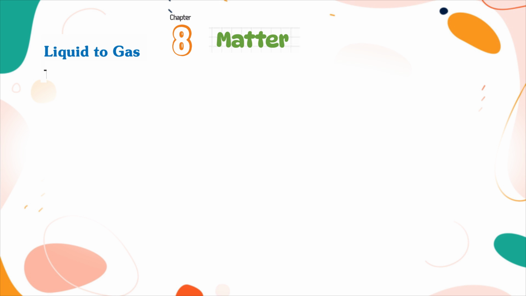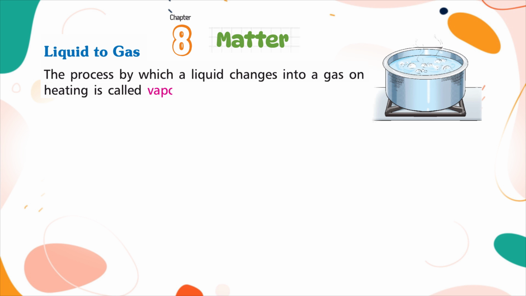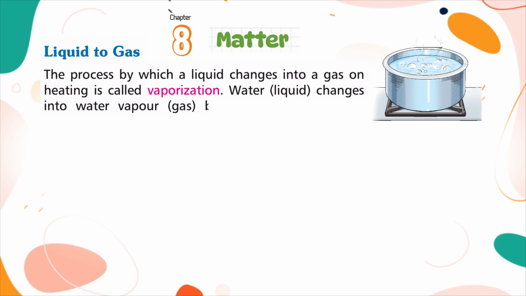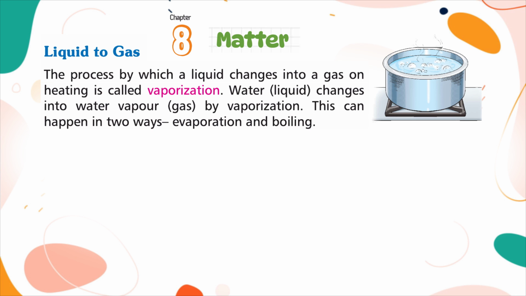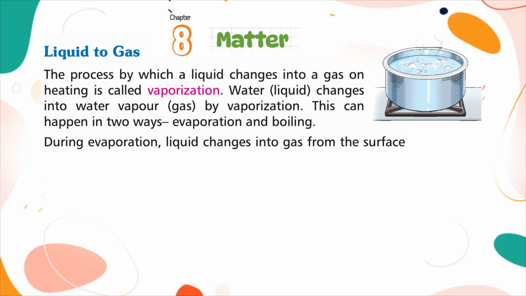Liquid to gas. The process by which a liquid changes into a gas on heating is called vaporization. Water, liquid, changes into water vapor, gas, by vaporization. This can happen in two ways: evaporation and boiling. During evaporation, liquid changes into gas from the surface of the liquid at any temperature.